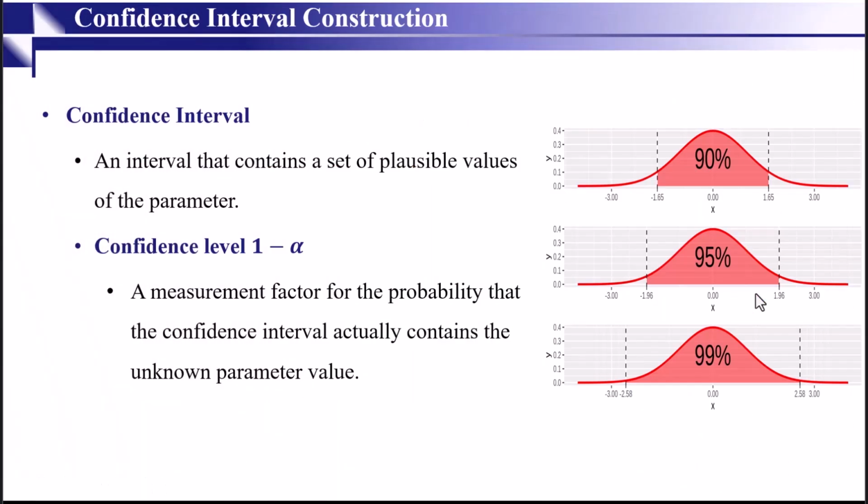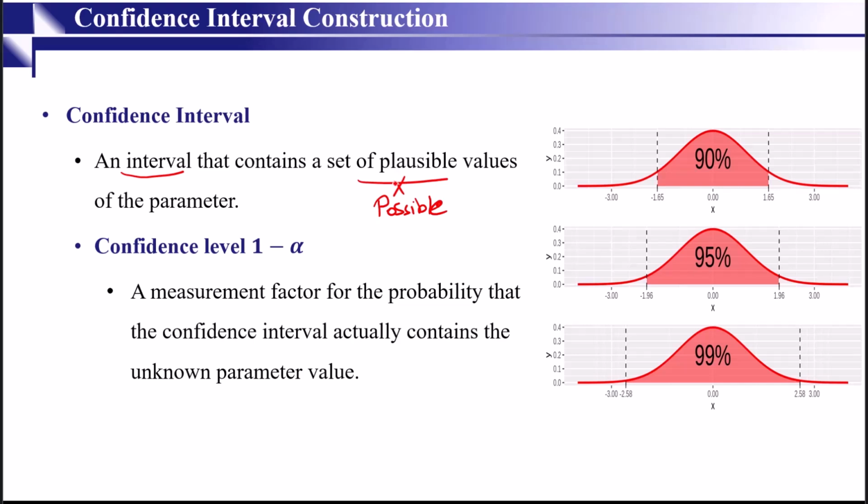So what is a confidence interval? Confidence in statistics is another way to describe probability. A confidence interval is the estimate we have made plus and minus the variation in that estimation. So a confidence interval for an unknown parameter is an interval that contains a set of plausible values of the parameter. So here we are talking about plausible. This is not the same as possible.